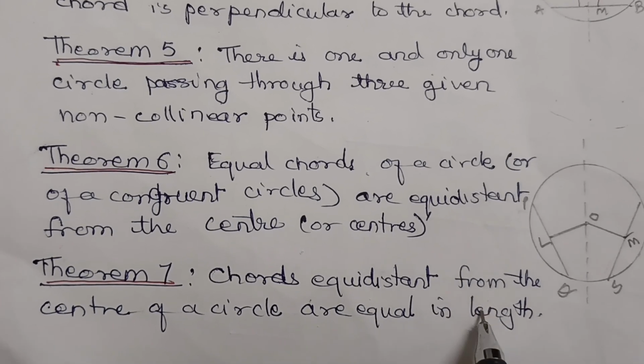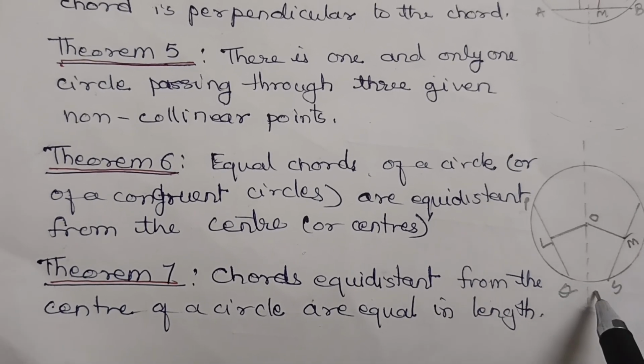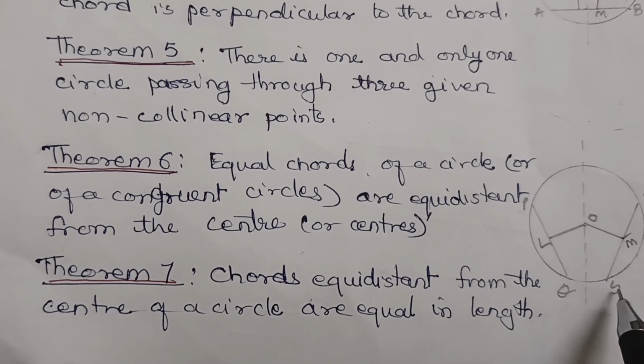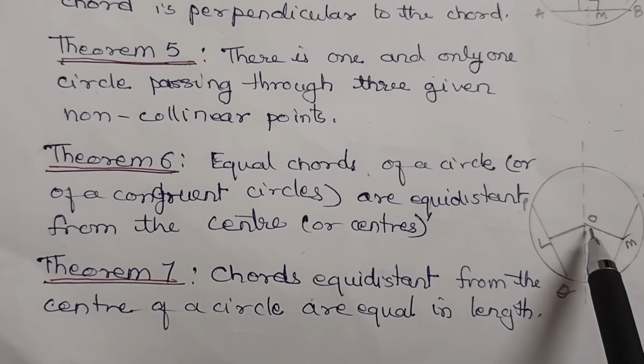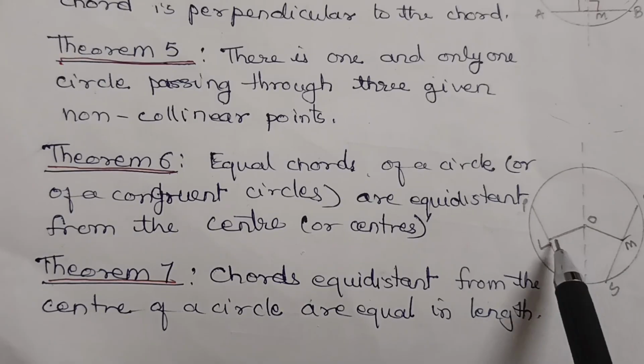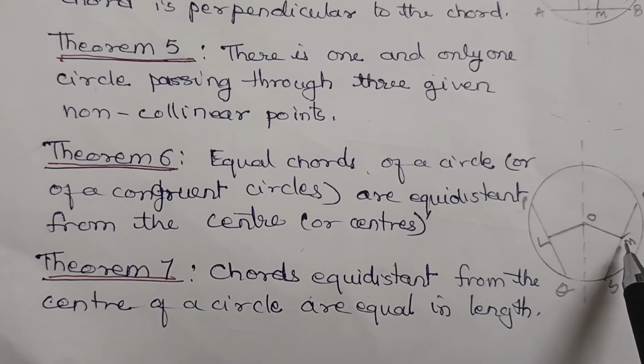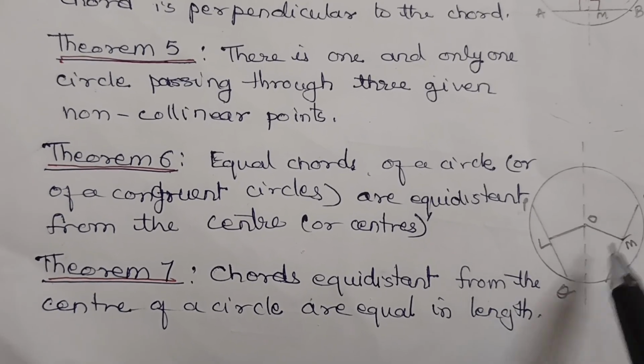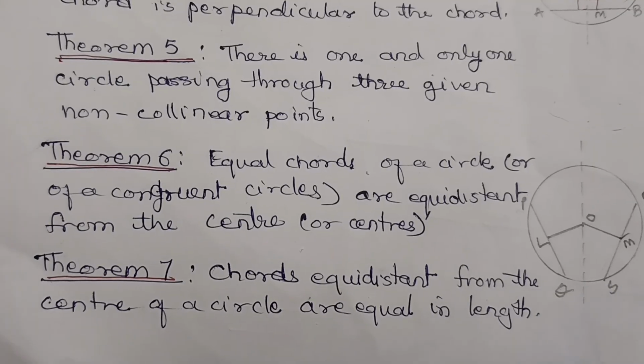That means this is the reverse of this. Chords PQ and RS are equidistant from the center. That means LO and OM have the same distance. Then these two chords are also equal.